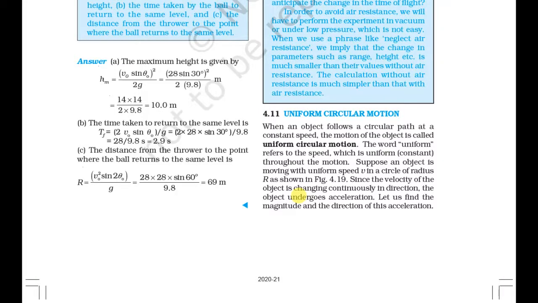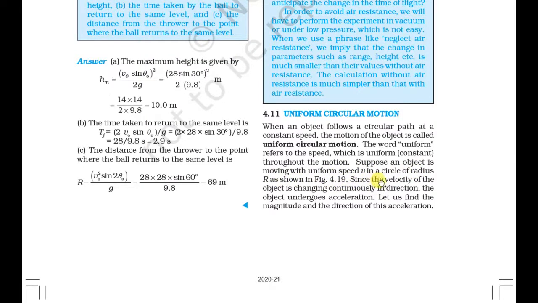The word uniform refers to the speed, which is constant throughout the motion. So it means that the speed is uniform. Suppose an object is moving with a uniform speed v in a circle of radius r. In the next slides I will show you the figure.